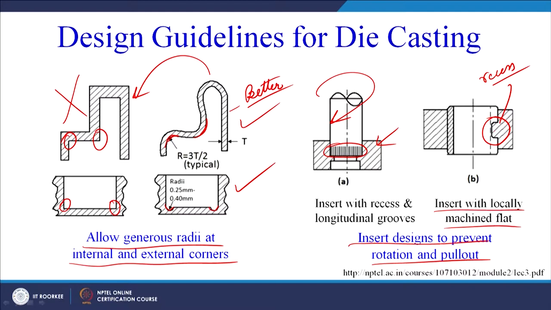So, insert designs to prevent rotation and pull out. In this case it is going to avoid the pull out, and in this case it is going to avoid the rotation of the two members relative to each other. Therefore we can modify our designs so that they can be easily manufactured using the die casting process. There may be a long list of guidelines that do exist, and when we are designing the product we must take these guidelines into account.